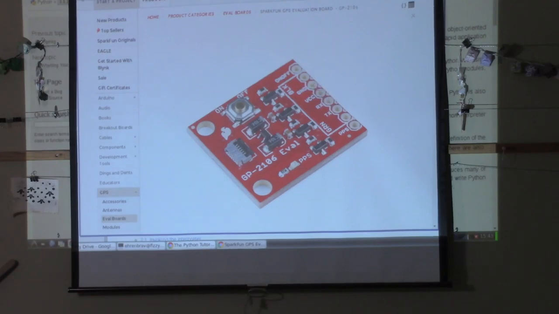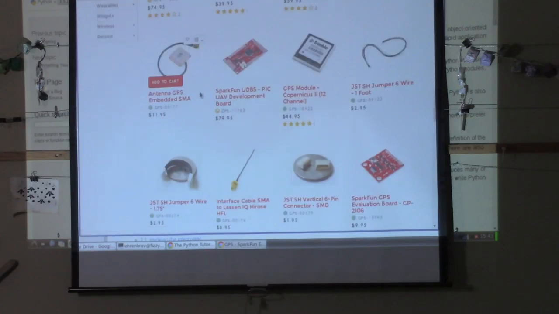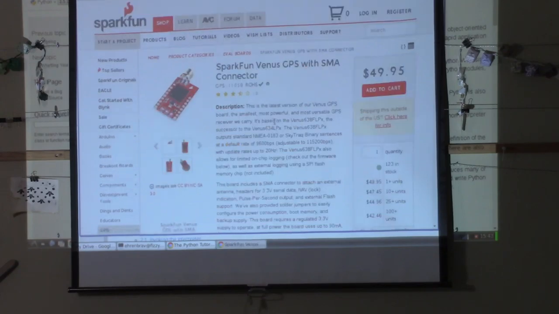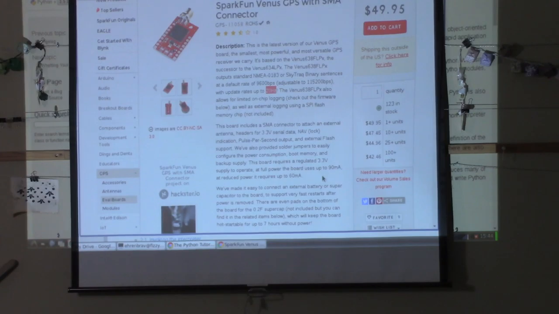But if you wanted to pay, let's see what their other boards are. Some of them, you probably pay a little bit more and it's going to be a little bit easier for you, and they're going to be higher performance too. So this is update rates. It'll update your GPS position up to 20 times a second, so they claim.